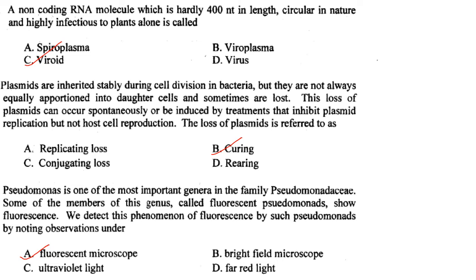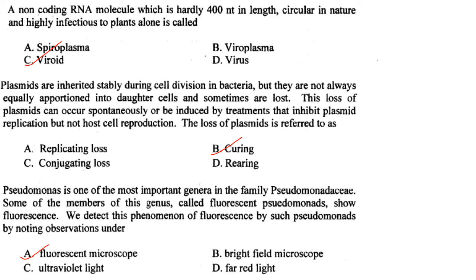The next one, a non-coding RNA molecule which is hardly 400 nucleotides in length, circular in nature and highly infectious to plants alone is called as viroid. Answer is option C.